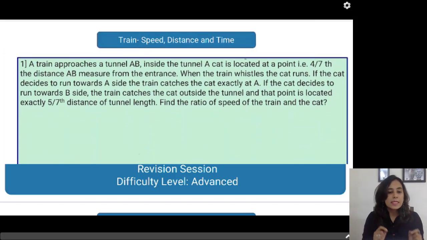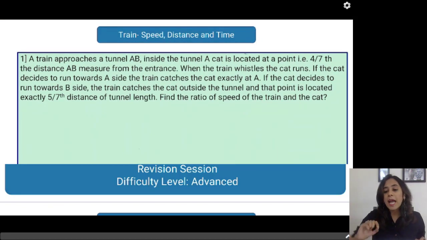So the first problem is: a train approaches a tunnel AB. Inside the tunnel, a cat is located at the point that is 4/7 the distance AB from the entrance A. When the train whistles, the cat runs. If the cat decides to run towards the A side, the train catches the cat exactly at A. If the cat decides to run towards the B side, the train catches the cat outside the tunnel, and the point is located exactly 5/7 of the tunnel length from B. Find the ratio of the speed of the train and the cat.